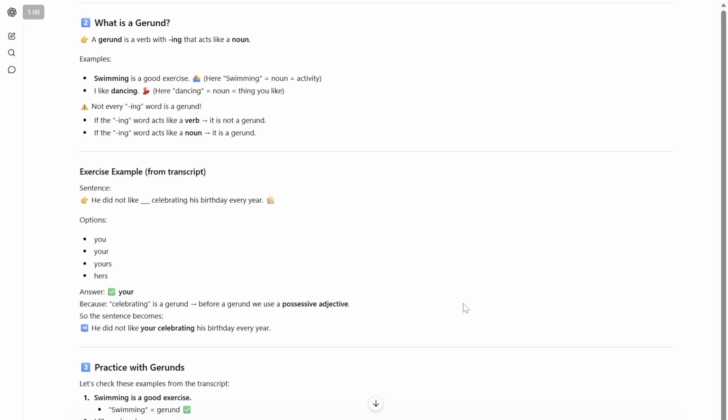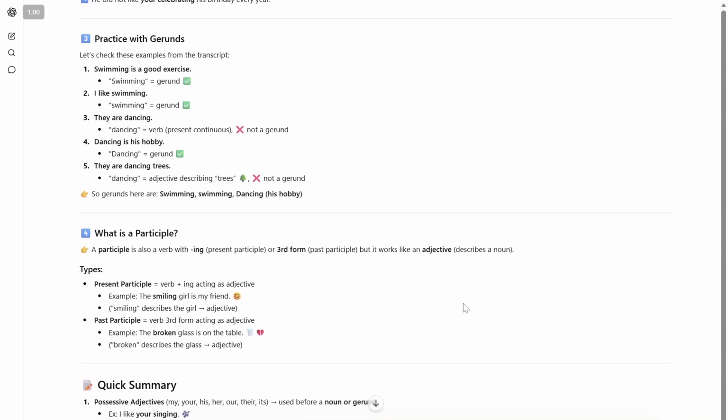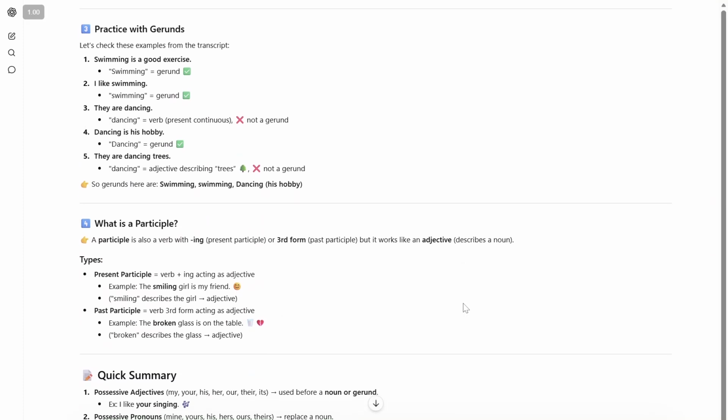Practice with gerunds. Let's check these examples from the transcript. 1. Swimming is a good exercise. Swimming, gerund. 2. I like swimming. Swimming equals gerund. 3. They are dancing. Dancing, verb, present continuous, not a gerund. 4. Dancing is his hobby. Dancing equals gerund. 5. They are dancing trees. Dancing equals adjective describing trees, not a gerund. So the gerunds here are swimming, swimming, dancing.